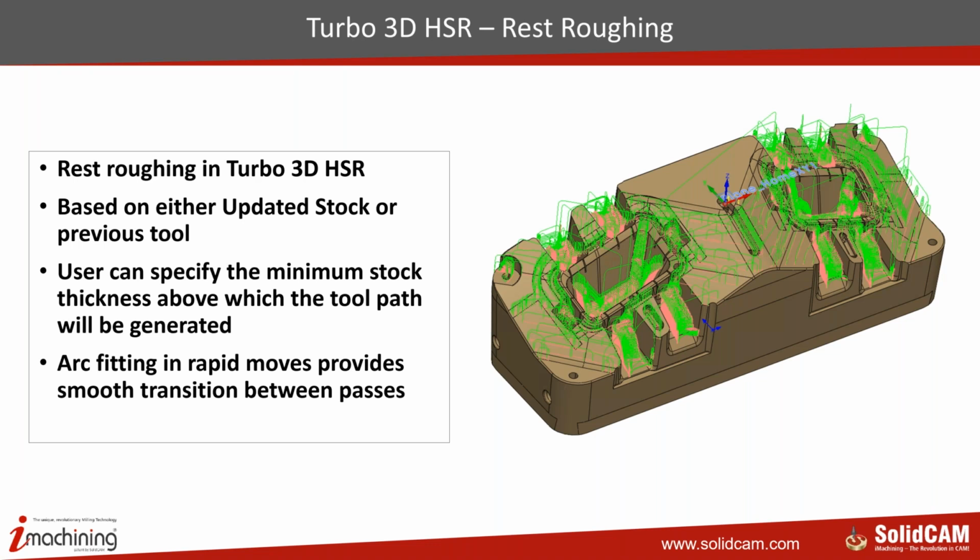You can generate the rest roughing strategy using the updated stock condition, or you can use the previous tool reference. So either you can use the reference tool or you can always respect the updated stock condition. Both options are available, or you can use updated stock and previous tool reference together and generate rest roughing. Arc fitting in the rapid moves provides a smooth transition between the passes. So this is very useful. The smooth transition of the tool movement happens on the machine by using this arc fitting option inside rapid movements.